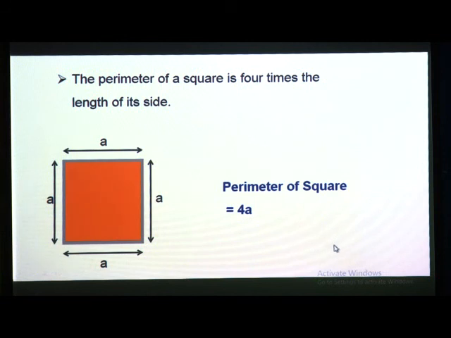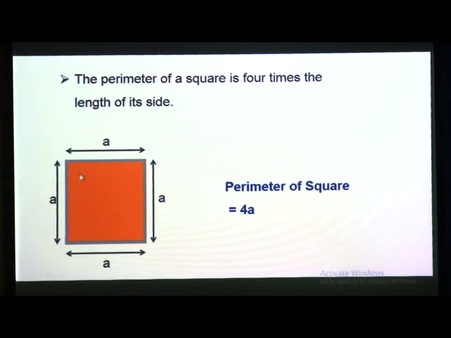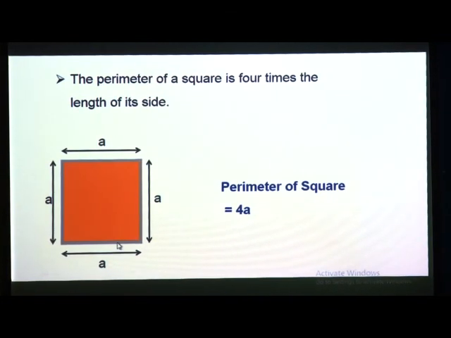Now, we have seen the perimeter of a square is 4 times the length of a side. In a square, all the sides are equal, each side is denoted by A. So instead of adding A plus A plus A plus A, we simply multiply the number of sides, 4, by the length of the side. The formula becomes 4A. So the perimeter of the square is 4A.